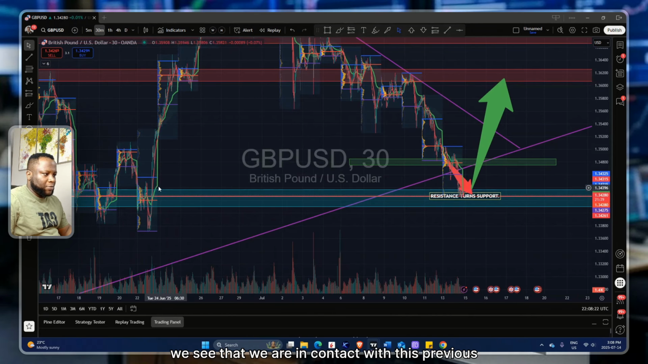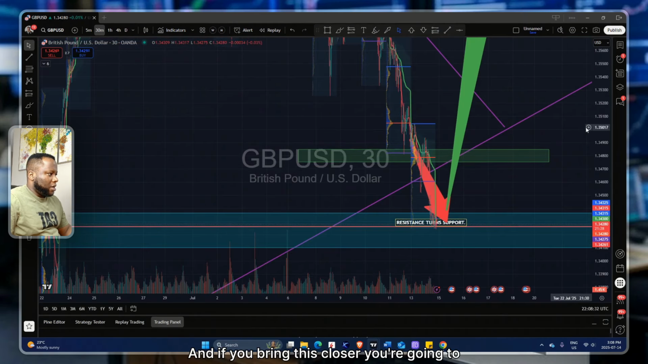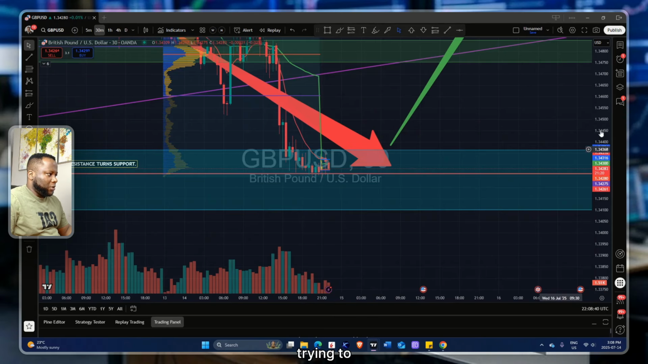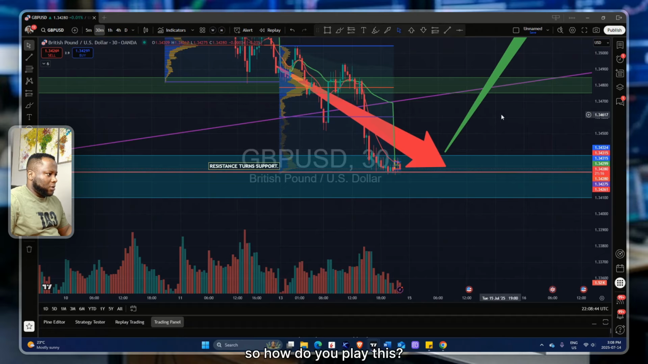Okay, so that being said, if we go back to the charts here, we'll see that we are in contact with this previous resistance, not support, and also previous VWAP that was aligned here. And if you bring this closer, you're gonna realize that price is kind of, if I zoom this out, you realize price is trying to create some sort of a reversal here. All right. So how do you play this?